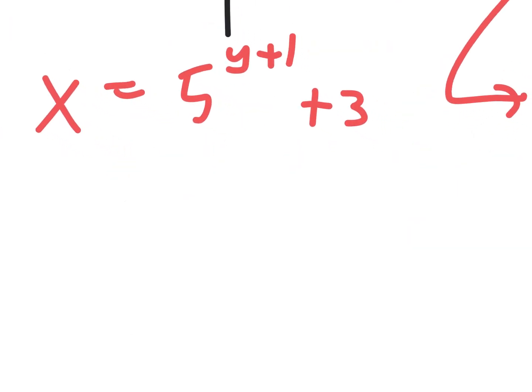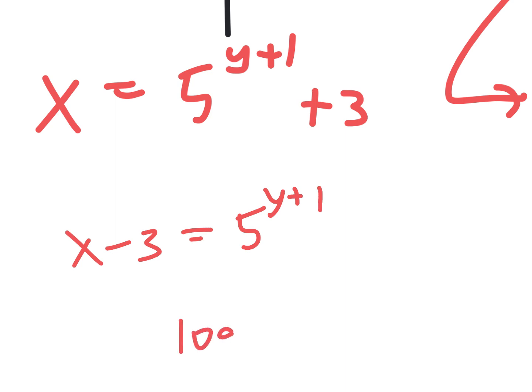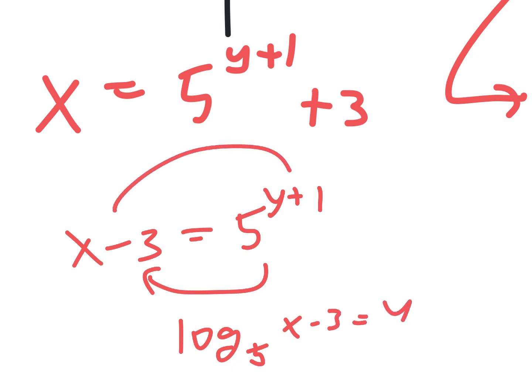No, because you'd have to solve it for y. So I'm going to do that. x minus 3 equals 5 to the y plus 1. Rewrite: log base 5 of x minus 3 equals y plus 1. Subtract 1 from both sides. Be careful, that's the argument though.